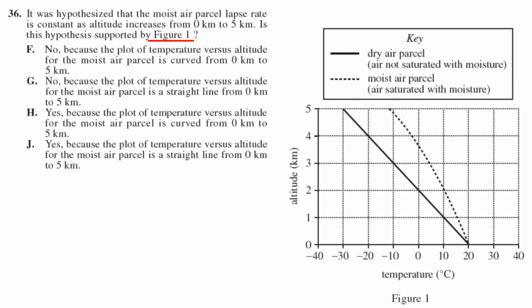Number 36, we're using figure 1. It was hypothesized that the moist air parcel's, that's the dotted line, lapse rate is constant. Is the hypothesis supported by figure 1? Well, even if you're not 100% sure of the answer, you can eliminate choice G and J because those both say that the moist air parcel is a straight line, and it's not. It's a curved line. So G and J are out. And constant would be a straight line, a constant rate of change. So since it is curved, it is not constant. So your answer is F. A little bit of knowledge in that one.